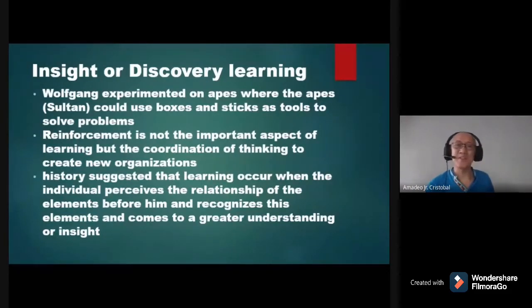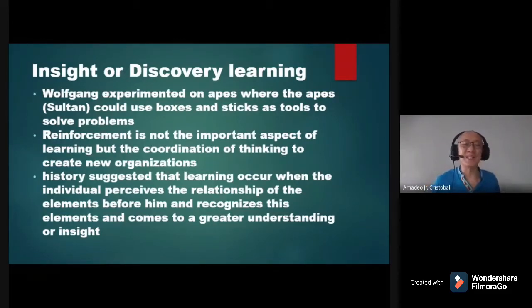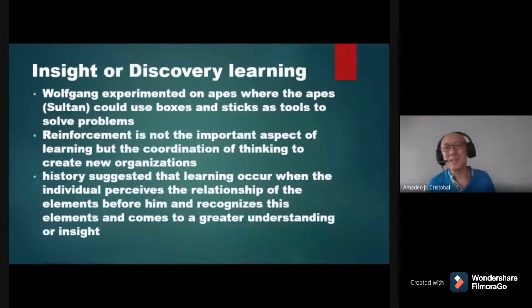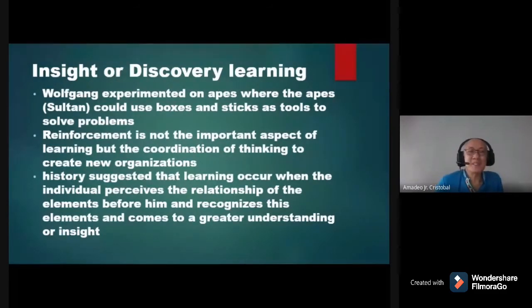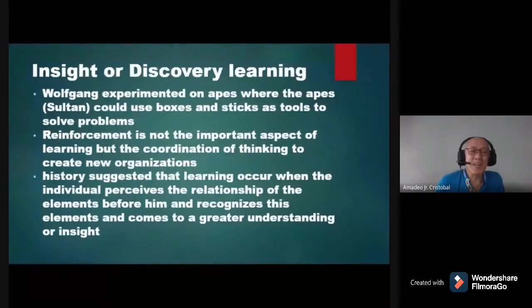He observed that because the ape could not reach the food, he used boxes, stepping on the boxes in order to get the food. And sometimes he is not stepping on the boxes, but he was using a stick to get the food. So the problem is getting the food. The problem is supposed to reach the food. So according to the experiment, the apes did something in order to solve the problem.